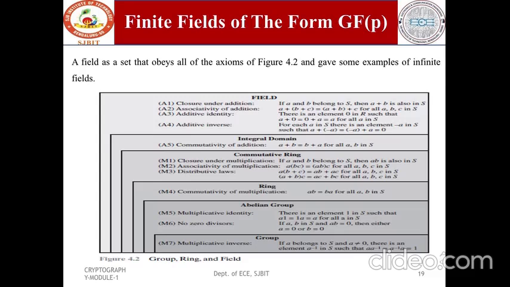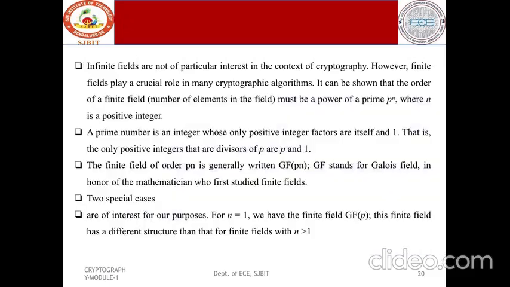This is in honor of the mathematician who first studied these finite fields. There are two special cases of interest for our purposes. For n equal to 1, we have the finite field GF(p), and this finite field has a different structure than that for finite fields with n greater than 1. So for finite fields of the form GF(p^n), GF(2^n) fields are of particular cryptographic interest.